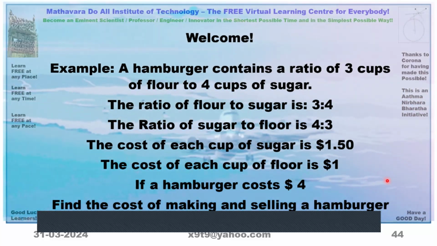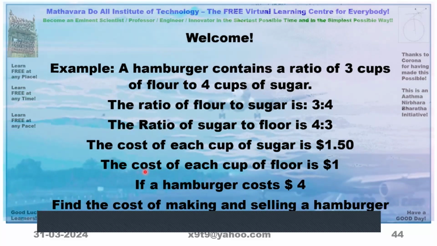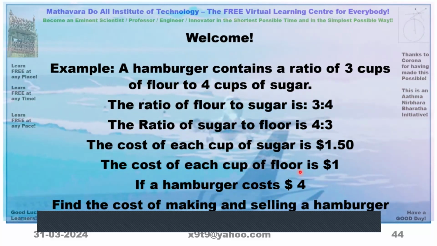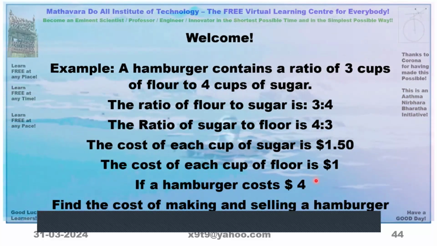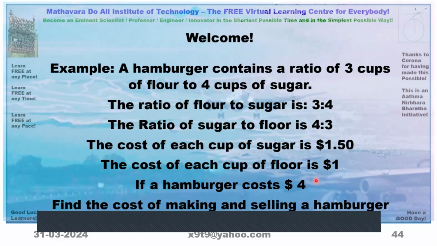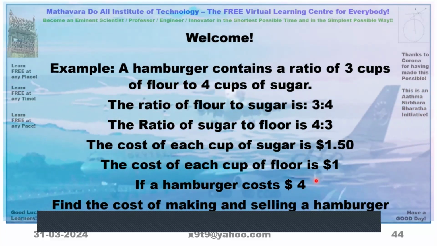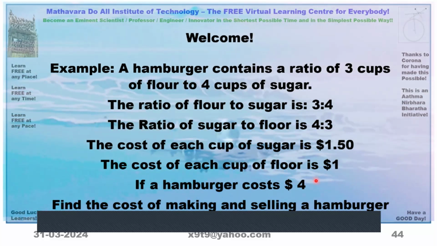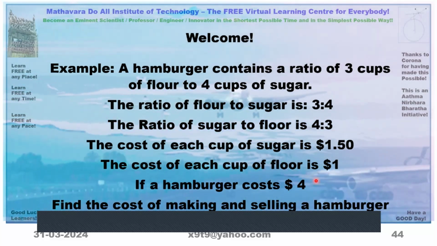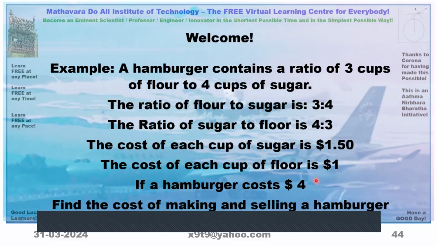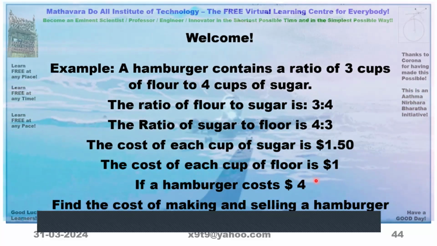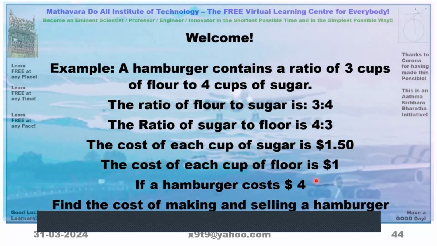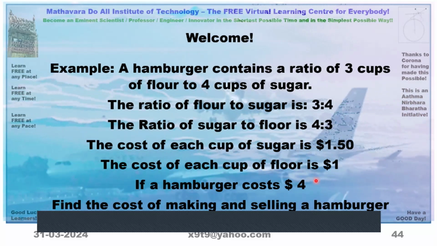$9. But he is giving the hamburger at a cost of $4. That means, is he making profit or loss? Loss. That means he is not running a business, but he is making a charity. That means he is making the eatables available at a lower price than the cost of manufacturing it.